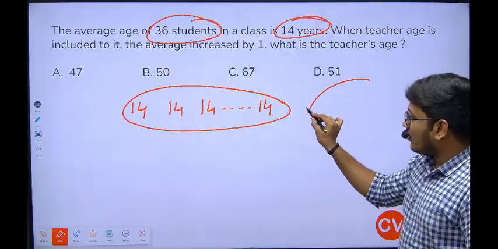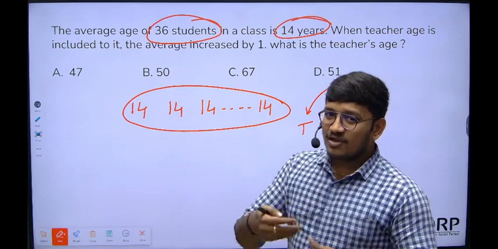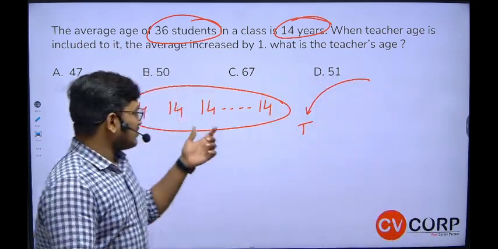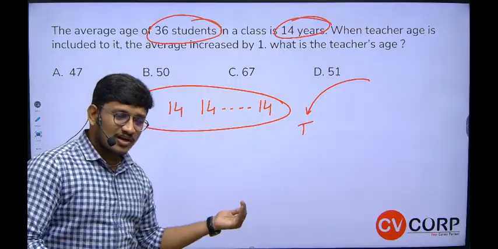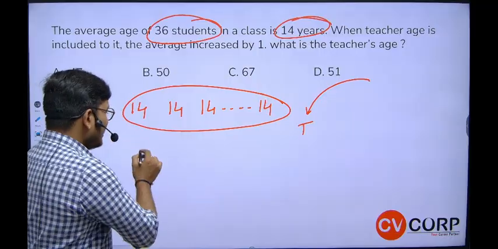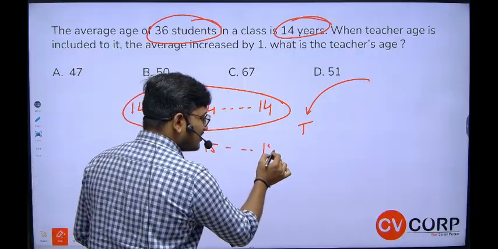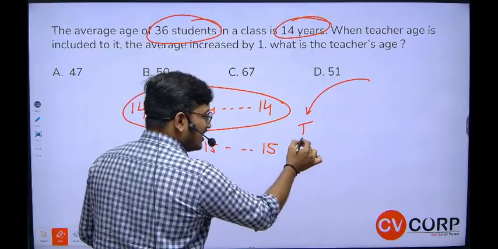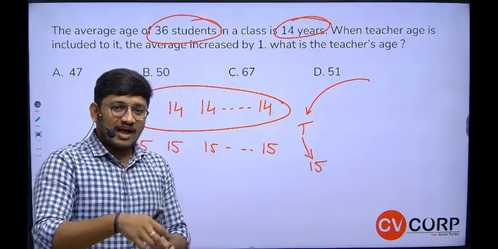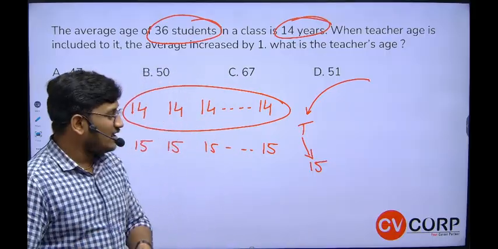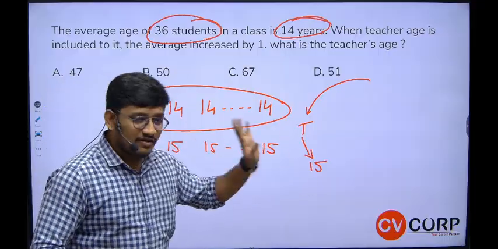Now what happened in the scenario? The teacher came to the class, and the average increased by 1. Obviously it denotes that each student who had 14 chocolates now has 15 chocolates, and so on. All 36 students have 15 chocolates each. Even the teacher has 15 chocolates, because when the teacher is included, the average increases by 1. So along with all 36 students in the class, even the teacher has 15 chocolates.